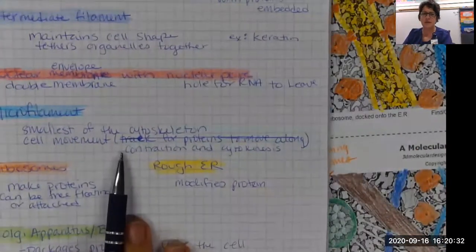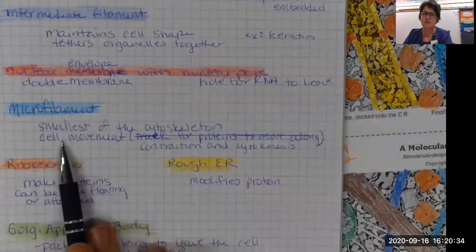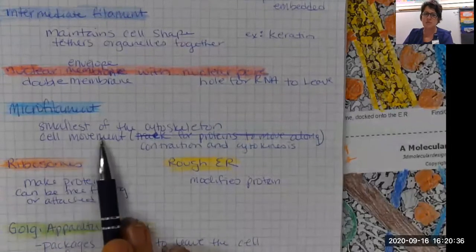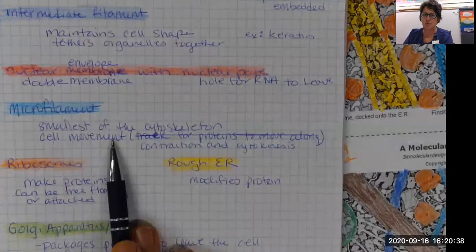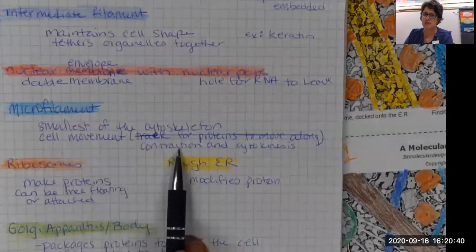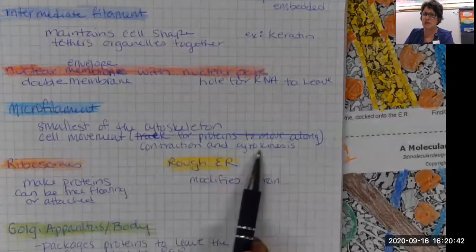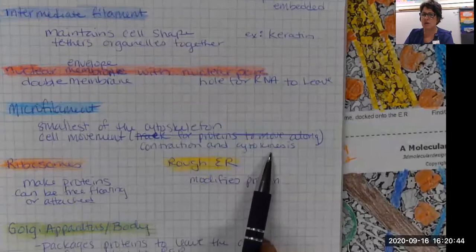All right, I did go up here and I want to modify. So it is the microfilaments, I misspoke. The cell movement that microfilaments help with is the actual contraction of the cell, and with cytokinesis itself. So that is what helps divide the cells into two when they are dividing in mitosis.